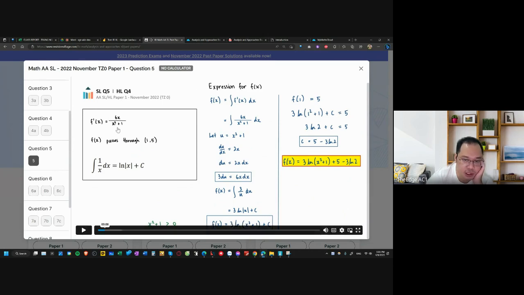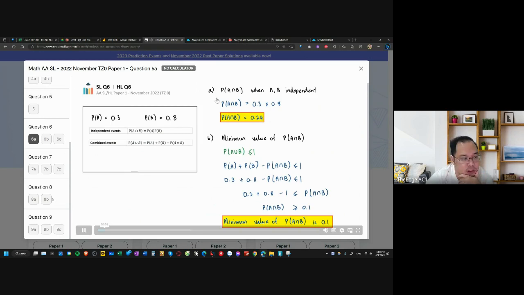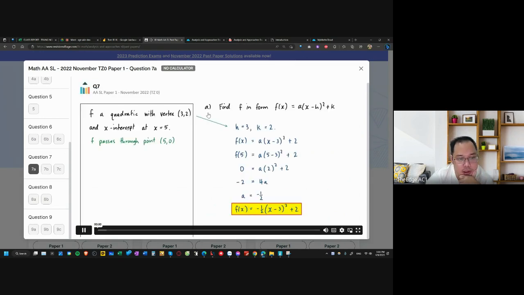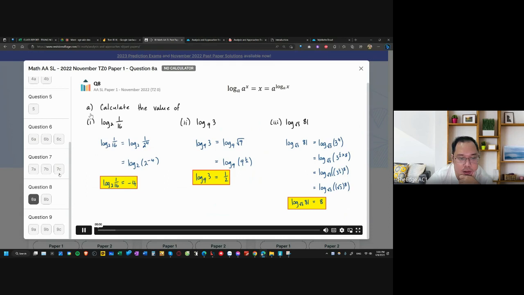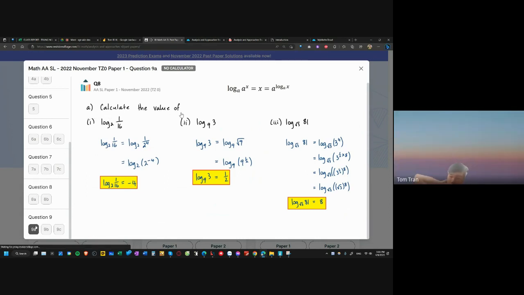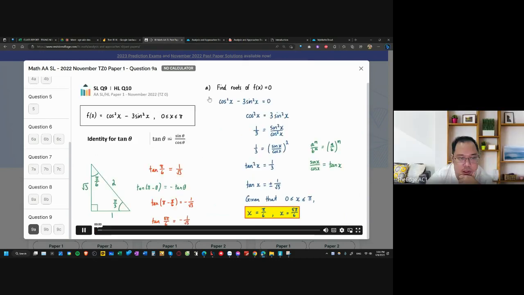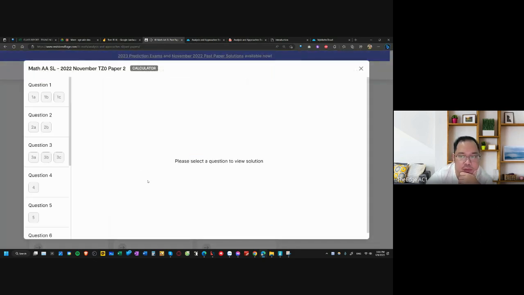Question 6. Well, given this, we will spend another session for derivative and calculus. Probability, function again, logarithm. And question 9 about trigonometry. We'll do it next time. Okay, that is paper 1. Paper 2.